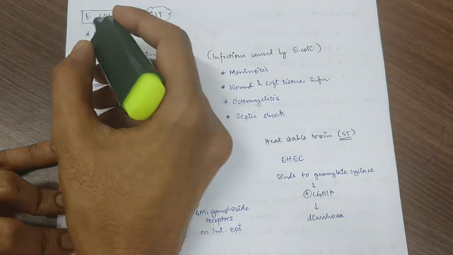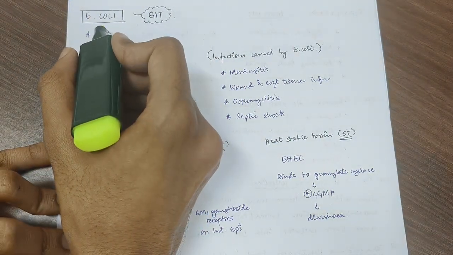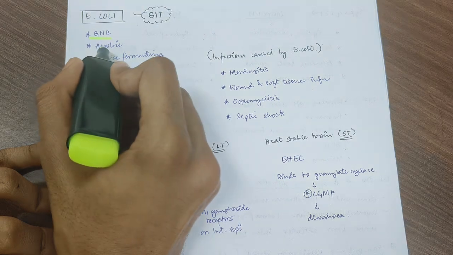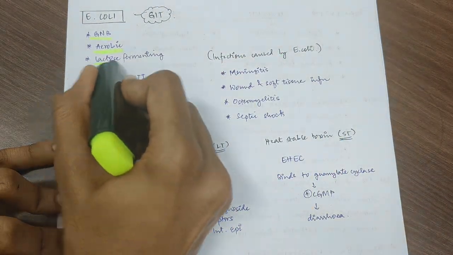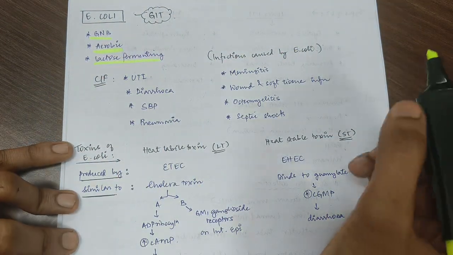It is a gram-negative bacilli. We are going to focus on E. coli, which is very common. It is aerobic and lactose fermenting. These are the things you must remember.